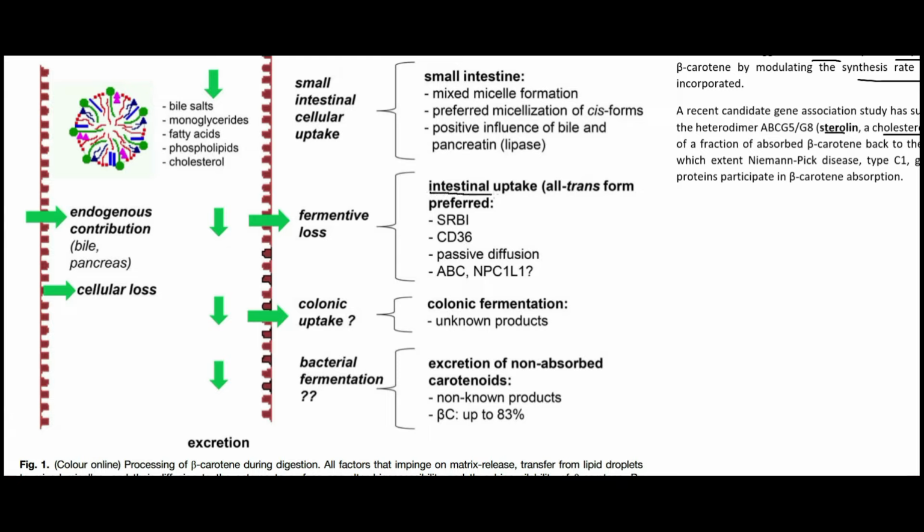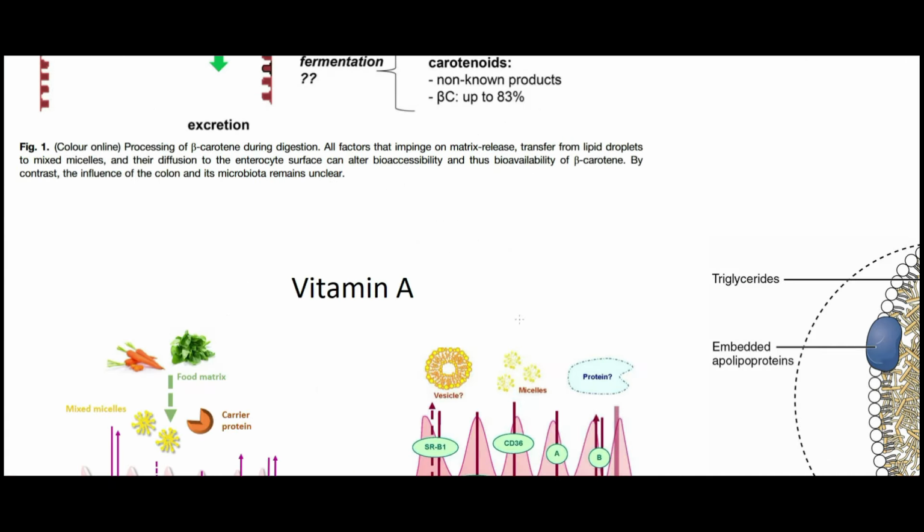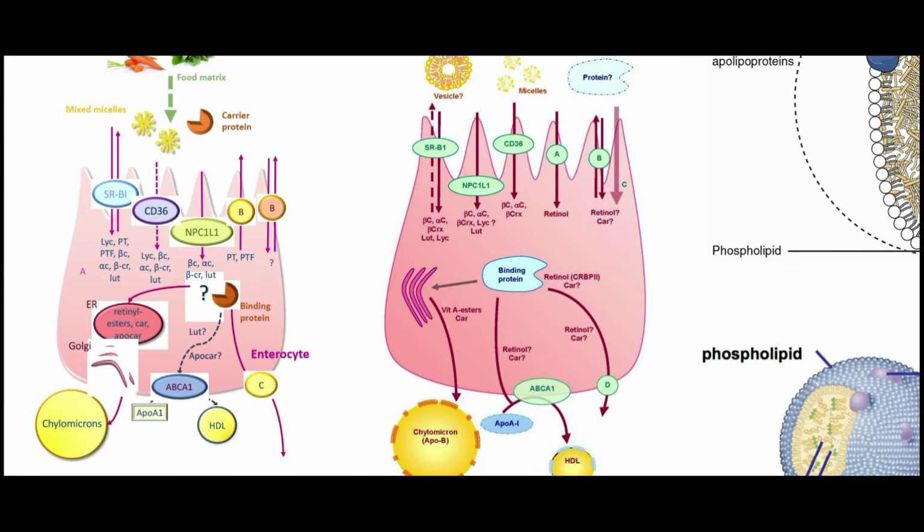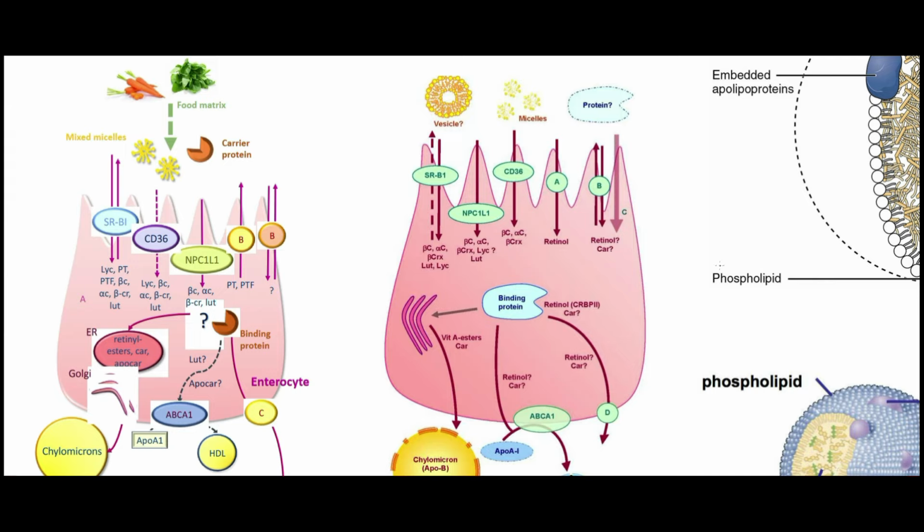So if we continue on this, we have the intestinal uptake. And so this is talking about this SRB1, the CD36, and possibly this NPC1L1 that I mentioned before. And so these are pretty much the same figures here that I got for vitamin A uptake. And once again, this is showing this SRB1, the CD36, possibly this NPC1L1. And so then there are these binding proteins which might be transporting these through the cell because, like I said, these are hydrophobic molecules and they're not actually soluble in water.